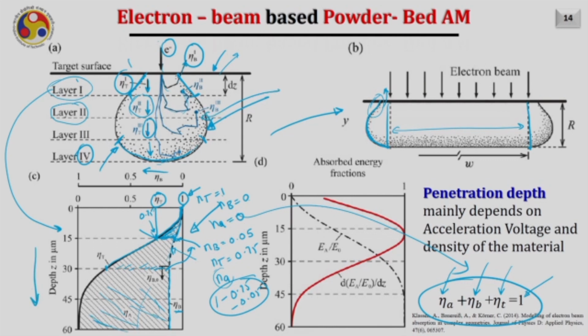This particular curve shows the absorbed energy fraction, and here the energy absorbed, the maximum energy available on the top of the bed, is shown here. As we go down with the depth, of course the absorbed energy will keep on increasing, and hence this curve is moving from 0 towards 1 like this.